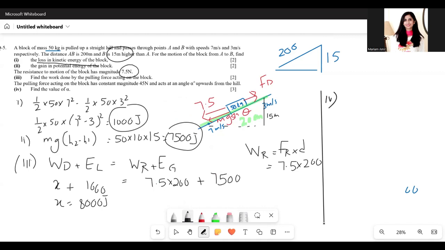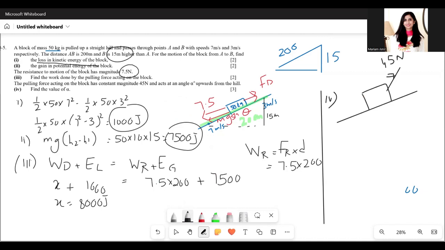Okay, next, part 4 says the pulling force acting on the block has a constant magnitude of 45 Newton and acts at an angle of alpha degrees up the hill. So this is 45 Newton. There's a constant pulling force and it acts at an angle of alpha up the hill. Find the value of alpha.